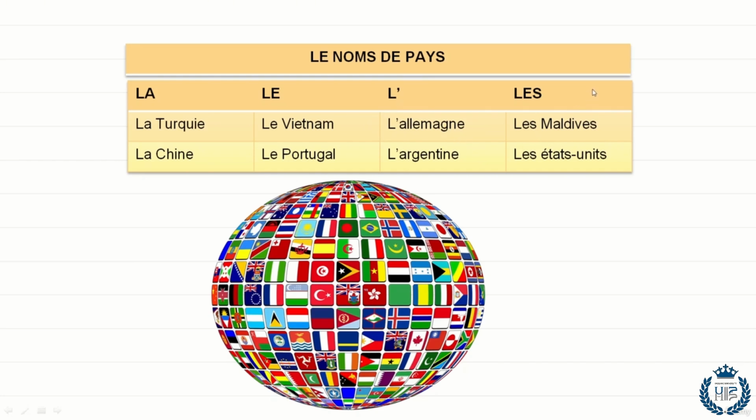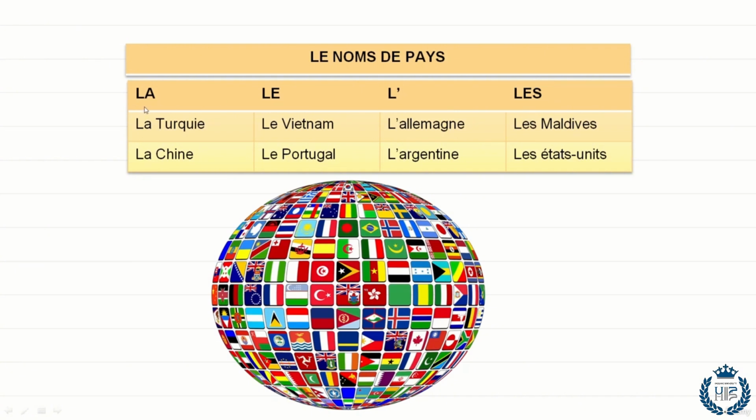And we have les Maldives. Even when we say it in English, it was with an S sound, right? So it is plural. That's why we use les, the plural form. Les États-Unis, the United States of America. It's United States, and that's why it is plural. So we use the plural article, les.